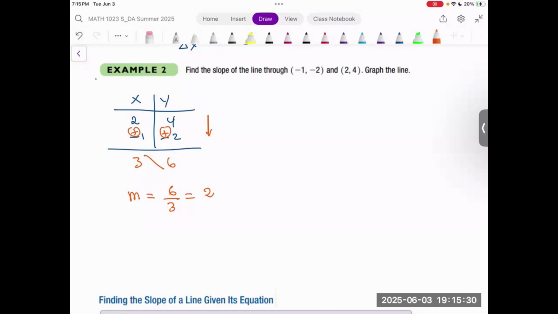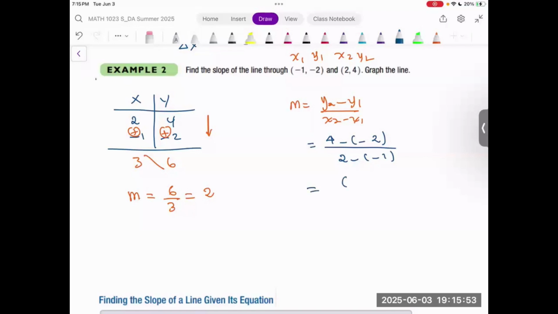How do you do the formula? M is gonna be y2 minus y1 divided by x2 minus x1. I can call x1, y1, x2, y2, and then plug it in. This is gonna be 4 minus 2 divided by 2 minus 1, and this is going to be 6 divided by 3, which is 2.